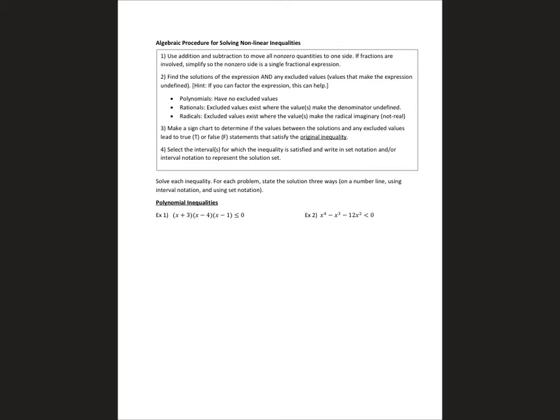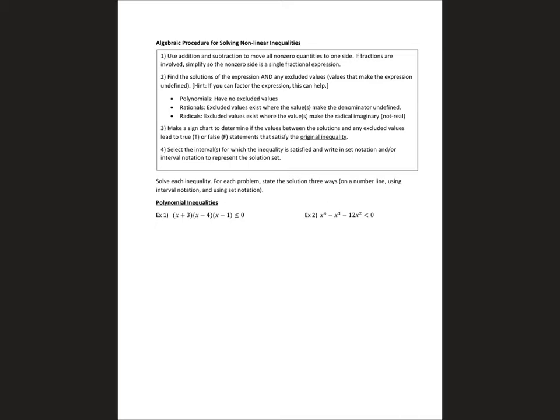All right, so here is the algebraic procedure for solving any nonlinear inequality. First step, always, is to use addition and subtraction to move all non-zero quantities to one side. So basically what I'm saying here is get everything to one side so that you have 0 on the other side of the inequality. If there are fractions involved, you're going to always want to simplify the side with the fractions into one single fractional expression. So if I have 2 fractions, whether I'm adding or subtracting those fractions, get a common denominator, reduce it down to a single fraction. That's step 1.